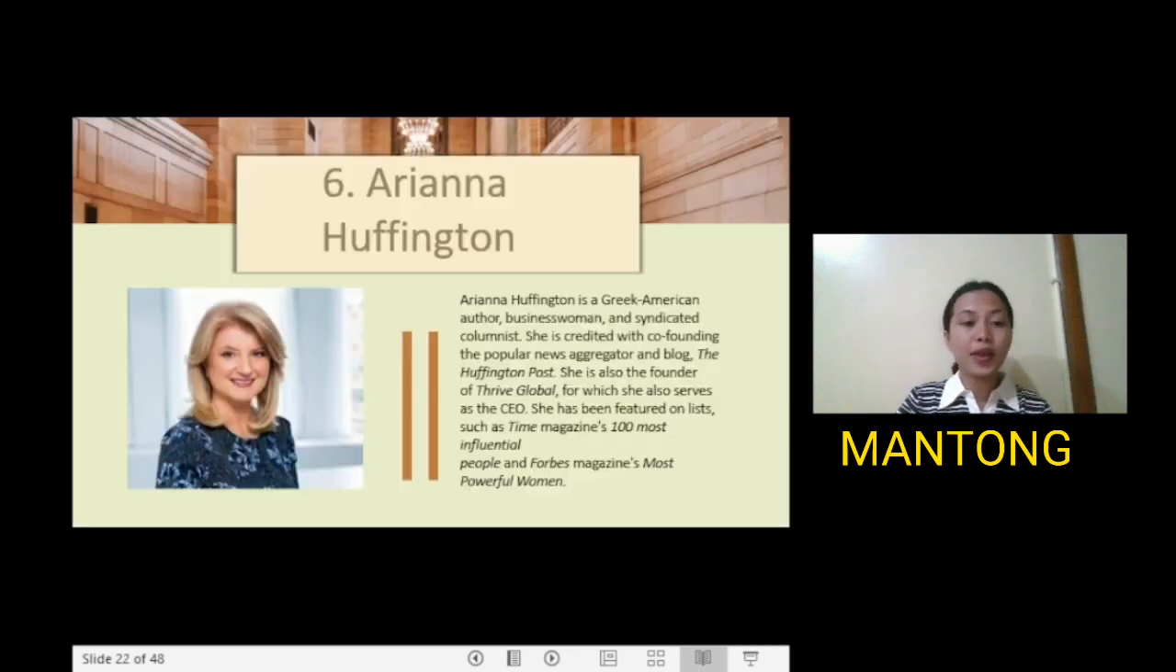Next we have Arianna Huffington. Arianna Huffington is a Greek-American author, businesswoman, and syndicated columnist. She's credited with co-founding the popular aggregator and blog The Huffington Post, and she is also the founder of Thrive Global, for which she serves as the CEO. She has been featured on lists such as Time magazine's 100 Most Influential People and Forbes magazine's Most Powerful Women.